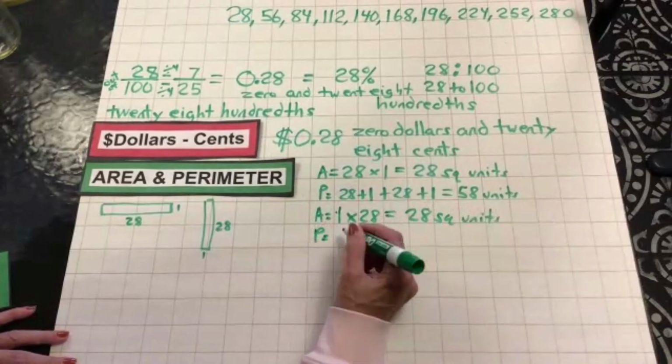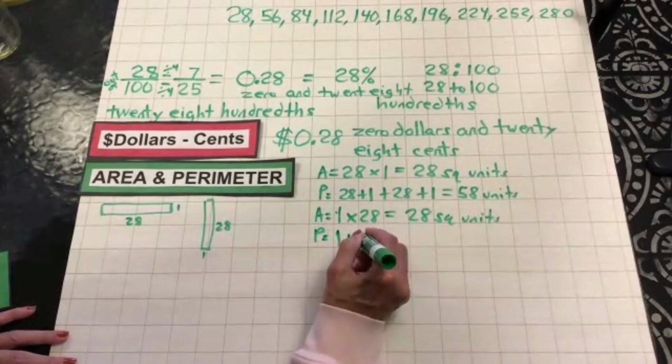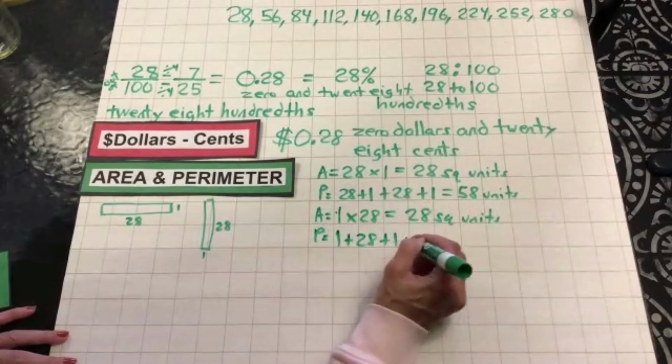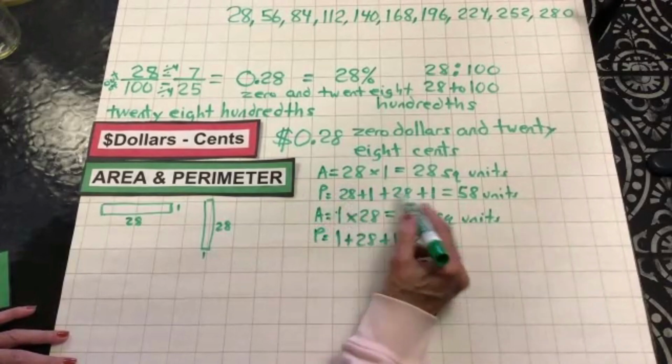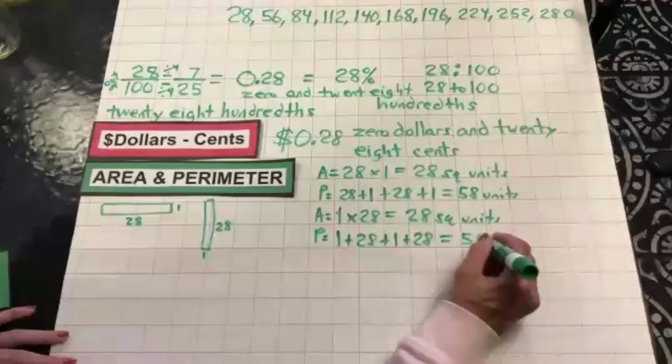And my perimeter would be a little flip-flopping too. 1 plus 28 plus 1 plus 28, which equals, it's the same digits, just rearranged, 58 units.